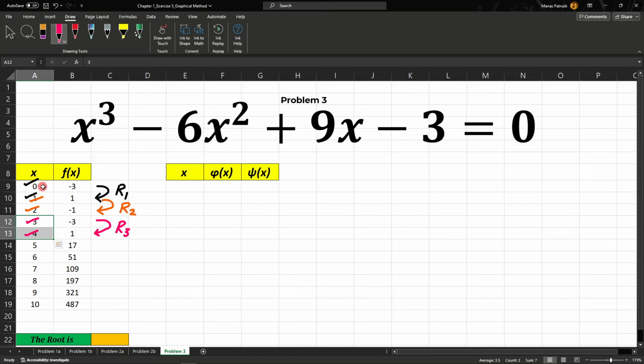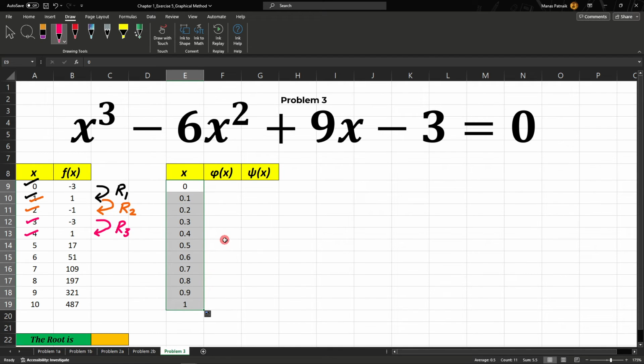I am going to go ahead and find the root between 0 and 1. Let me start with 0, and let me take an increment of 0.1, and let me stretch this until you reach 1.0. Here it is. Now the next thing to do is to split this function into 2 separate functions.